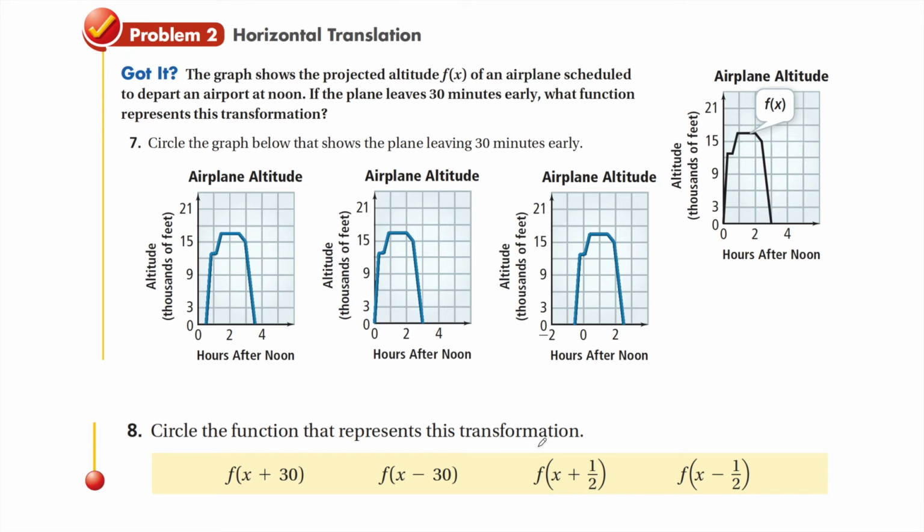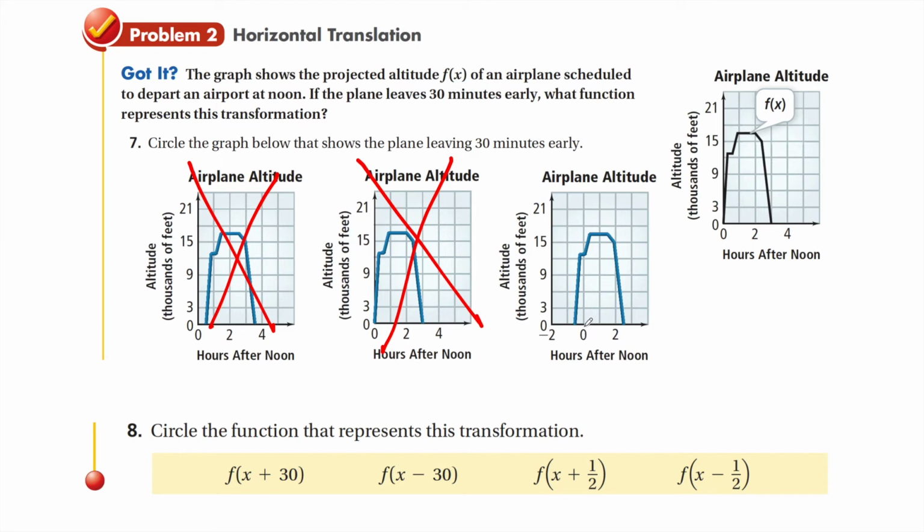Problem number 2, horizontal translation. The graph shows the projected altitude f of x of an airplane scheduled to depart an airport at noon. If the plane leaves 30 minutes early, what function represents the transformation? Well, right here is the original. We need to figure out which one of these graphs shows leaving 30 minutes early, which means that if we're leaving early, we aren't going to be leaving at the 0 mark, so we can cross this one right out. And we're not going to be leaving after the 0 mark, because that 0 mark is the original time. And therefore, the only option we have is the final one.